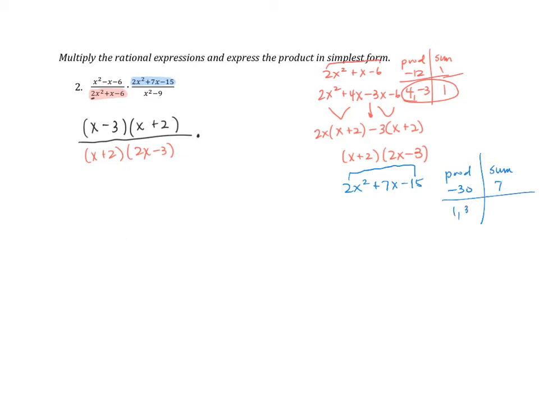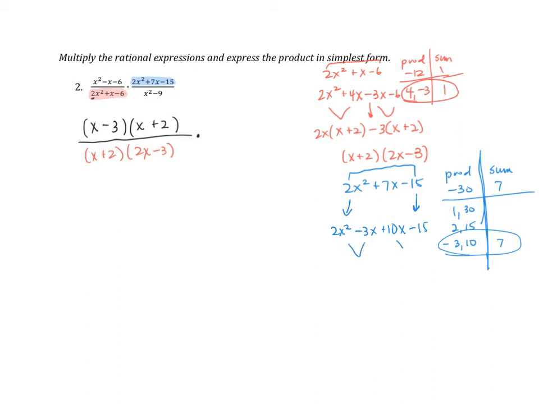So let's see, 1 and 30, 2 times 15, 3 times 10. Oh, there it is. I didn't think of it at first, so I just started making a list. So if I do negative 3 and positive 10, that will multiply to get negative 30 and add to get 7. So this is what I'm looking for. So bring down the 2x squared. Then I have minus 3x plus 10x from over here. And then bring down the minus 15.